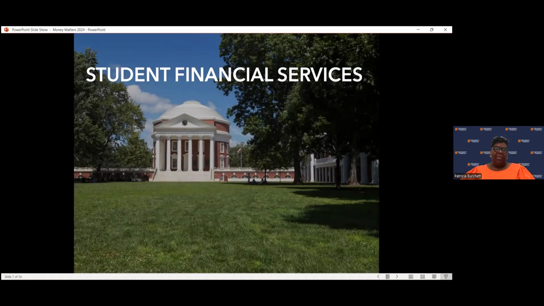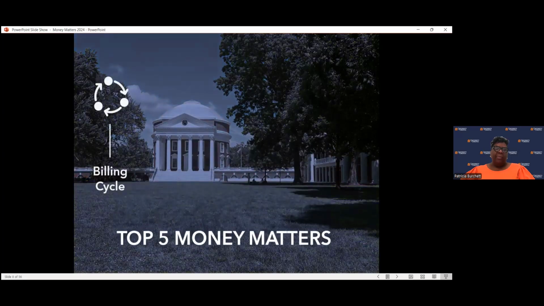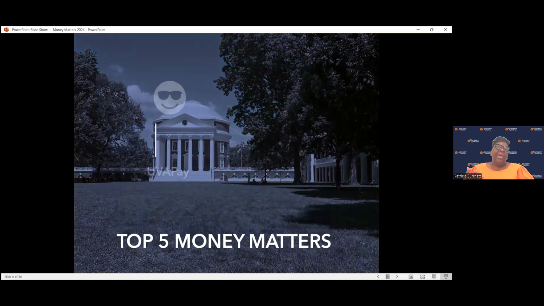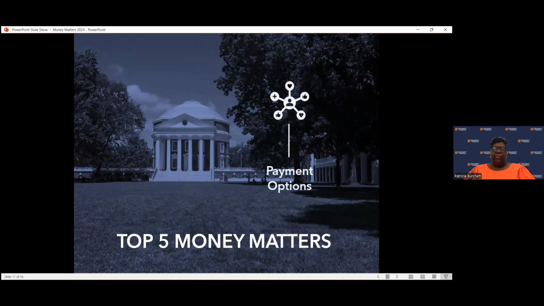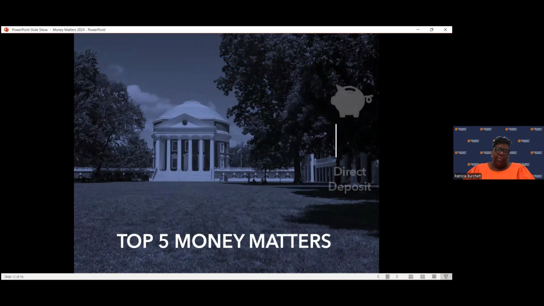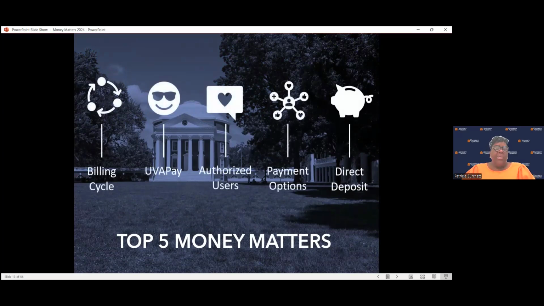And so I want to talk to you tonight specifically about five of the top money matter items that you as a student and as a parent of a student should be and need to know about. Each one of these is going to consist of overviews, not complete full detail, but the information is also in more detail, like I said, on our website.